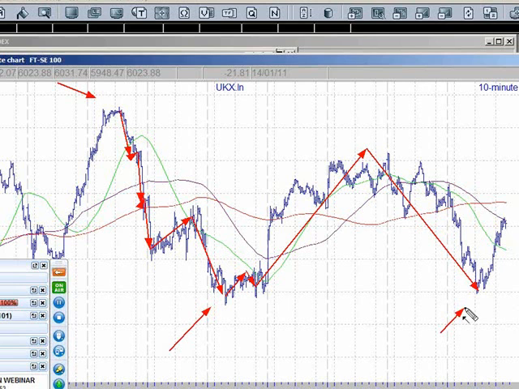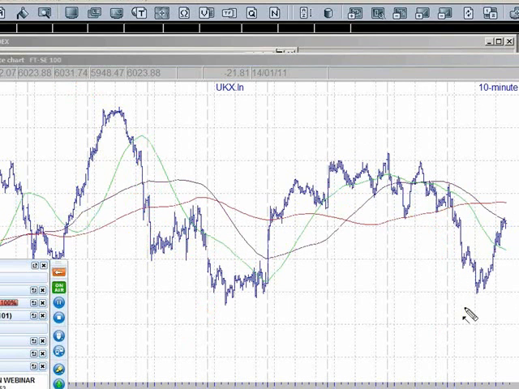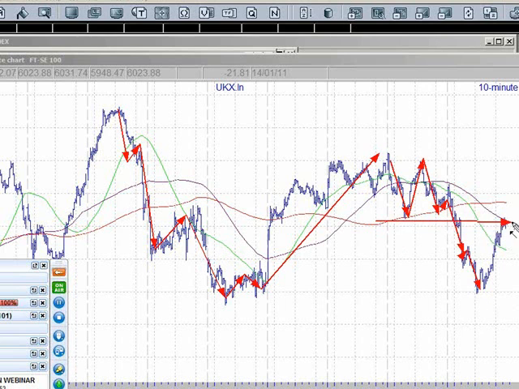But just for the sake of completeness, let's have it. We could perhaps count a 1, 2, 3, 4, 5, and then a corrective A, B, C up to there, and then something possibly impulsive, not very clear. In fact, this rally here has probably gone above the lower wave 1, which would negate the count in any case. But I would say right now we're looking positive.